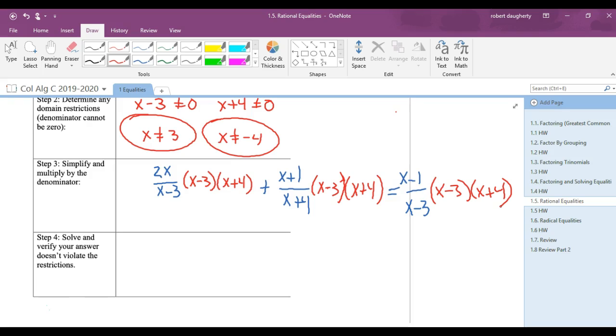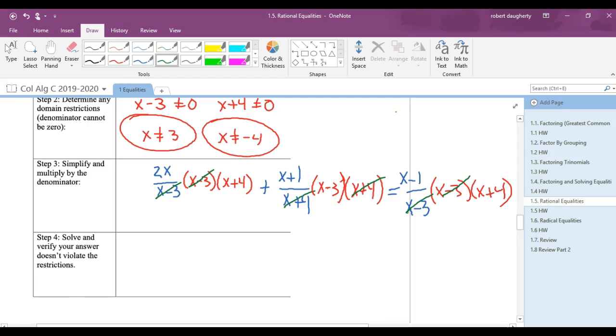The trouble is with canceling. Sometimes people, I can't just. I have to multiply everything by x minus 3, x plus 4. That's the denominator here. Okay, so it's going to get a lot simpler right now because x minus 3 over x minus 3, that's 1. X plus 4 over x plus 4, that's 1. X minus 3 over x minus 3, that's 1.